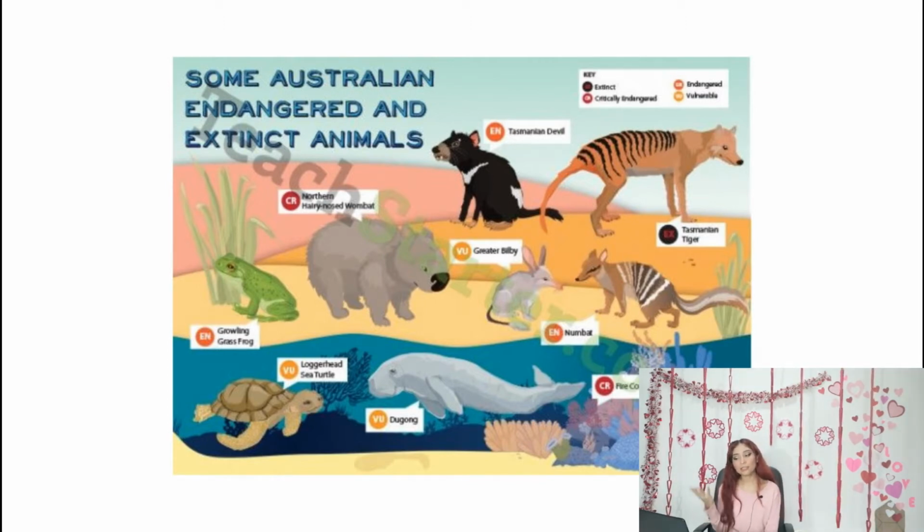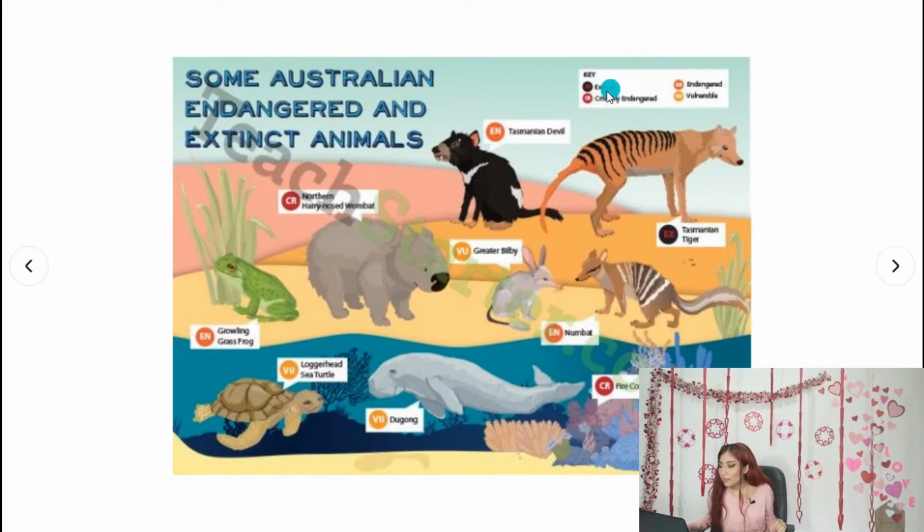For example, as you can see here, these are some Australian endangered and extinct animals. As you know, endangered is different from extinct. Endangered means that there are only a few of these species left, and extinct means that there aren't any of this species at all. For example, as you can see, here we have the key.